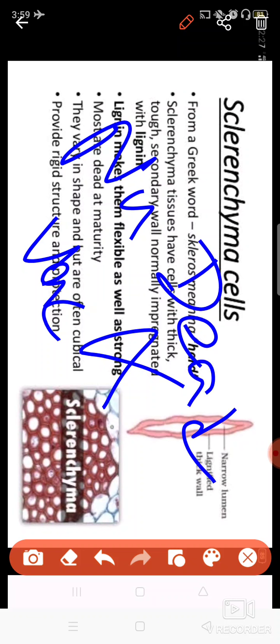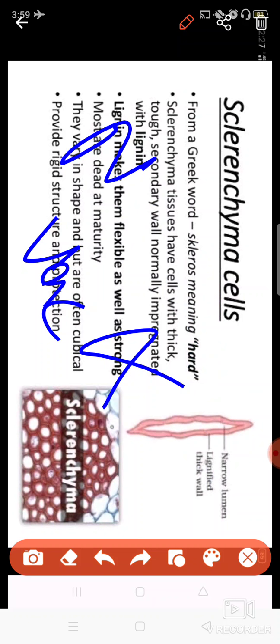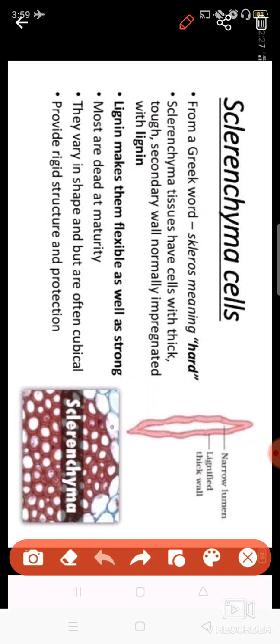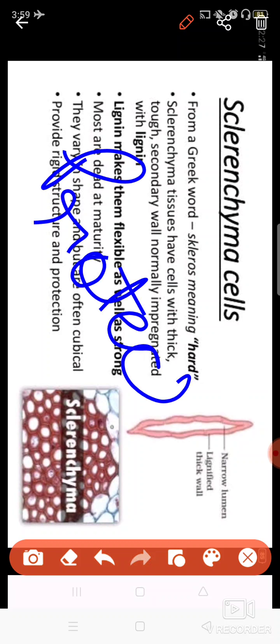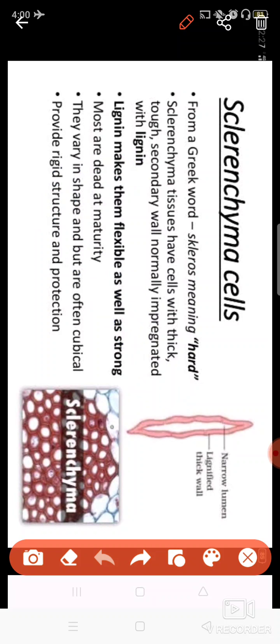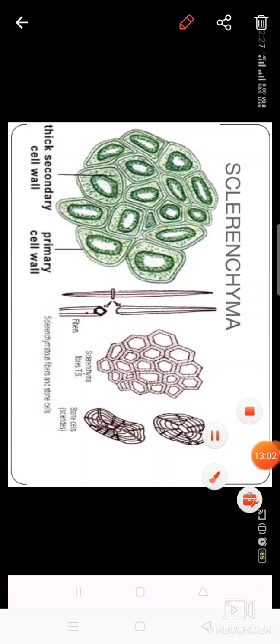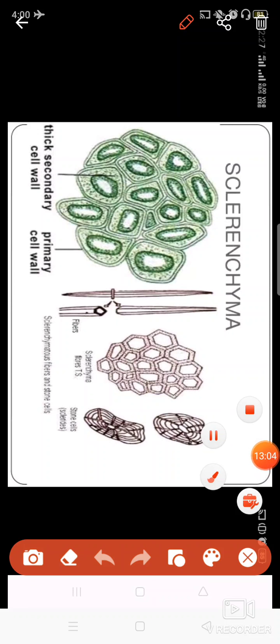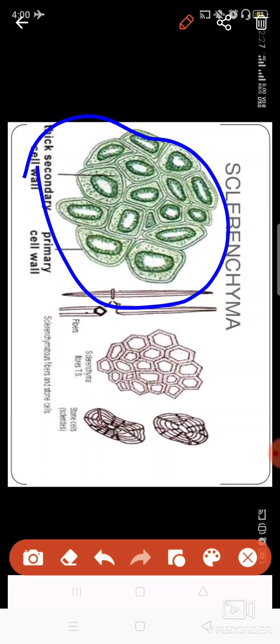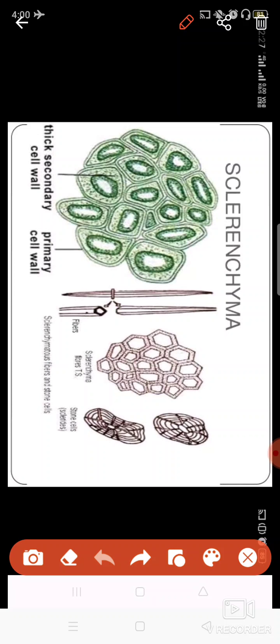Once these mature, they become dead, and they have a cubical or filamentous kind of shape. These are present due to having some hard structures. Their main function is to provide protection to the plant parts. Wherever it is present, it will provide protection to the plant part. Now see it here, from the diagram it will be clear to you. These cells have no nucleus, no vacuoles.